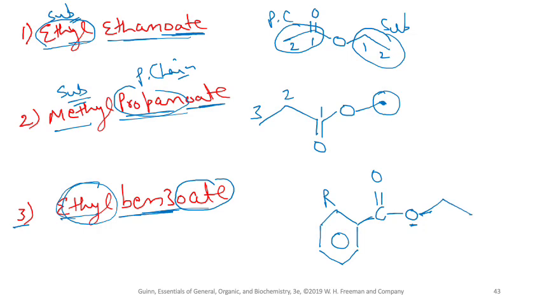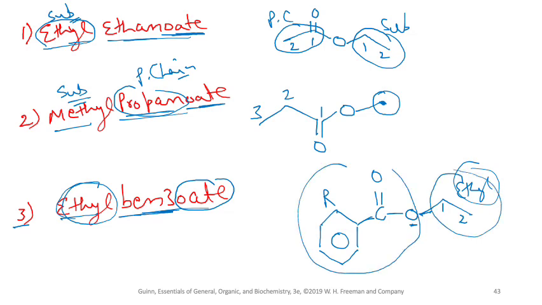So 1 2, ethyl group. So that's the structure of ethyl benzoate, right? So make sure you practice this kind of problem again from a textbook, how you're going to draw the structure of an ester if the name is given, or if the structure is given, how you're going to name it. So make sure you practice a couple more examples, right, based on the concept whatever we just discussed in this video.